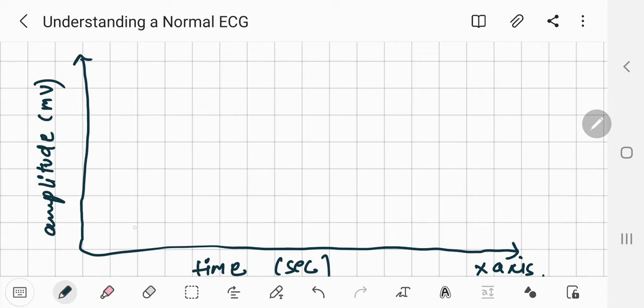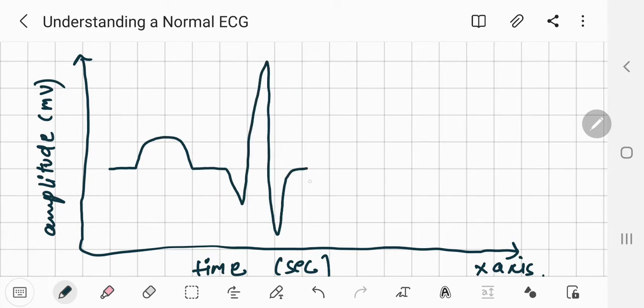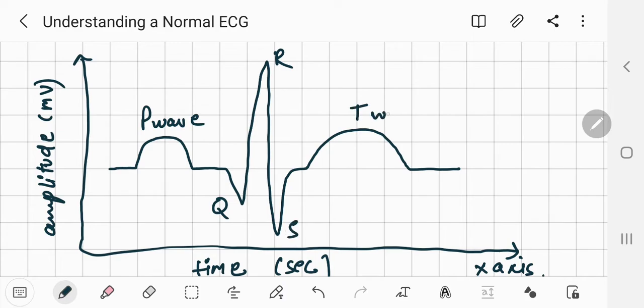Now let's move forward with a drawing of the ECG. You're very much familiar with the P wave. This one is the QRS complex and a T wave. I'm sorry about the size. This is a T wave. So we have a P wave, QRS complex, and a T wave.